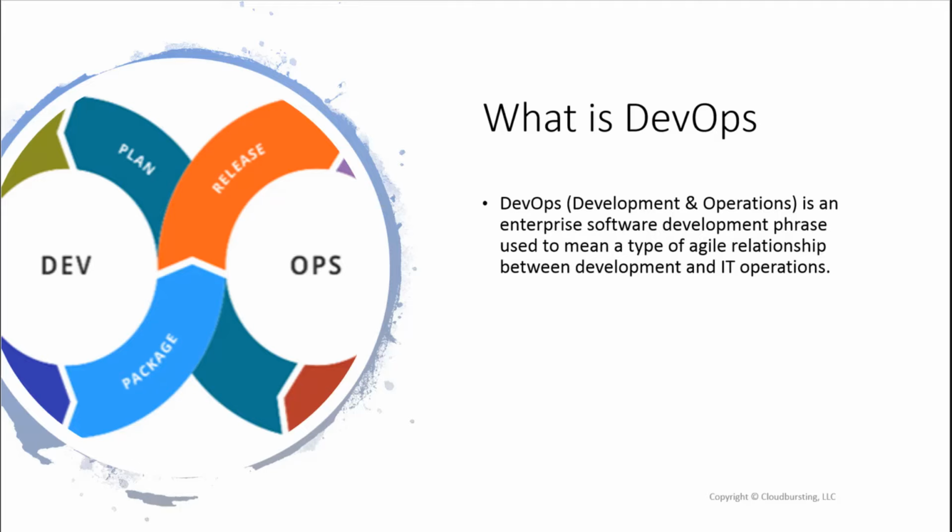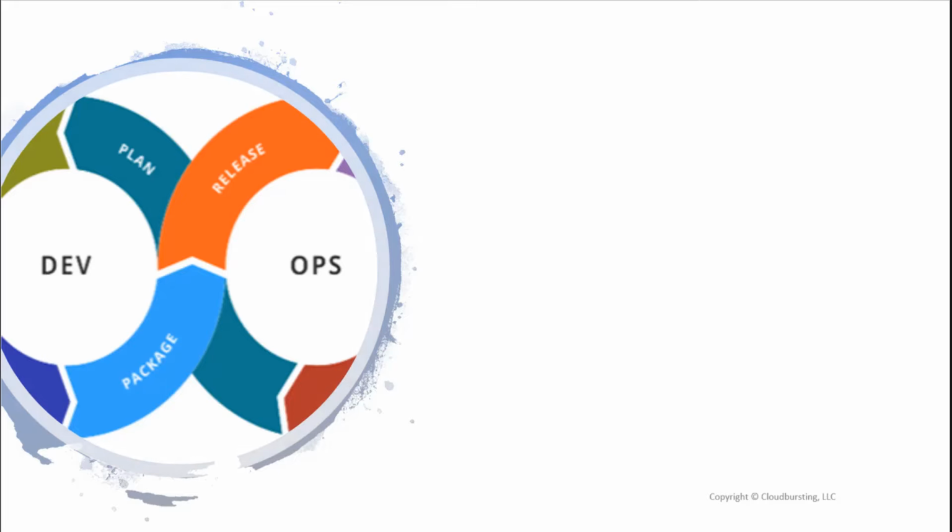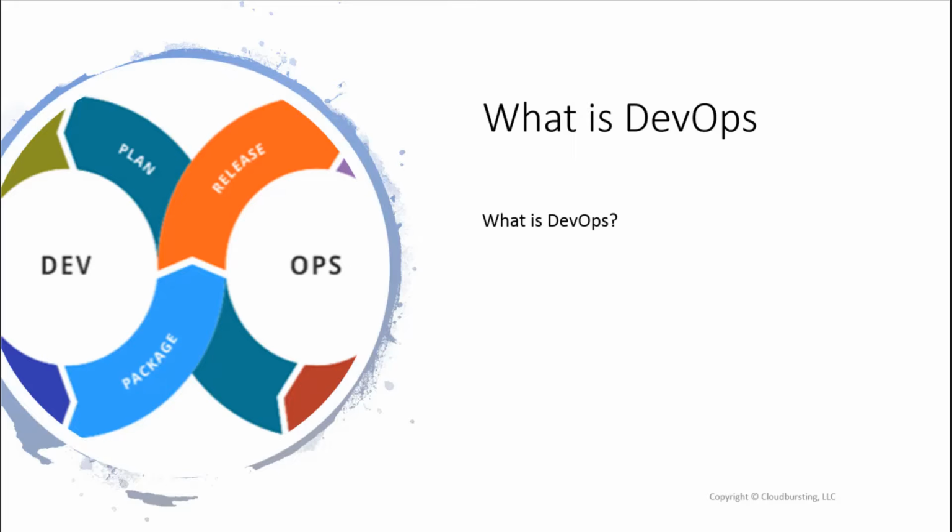It's a way that enterprise software is developed, and it's also a way that relationships are essentially handled between development and IT operations. The goal of DevOps is to really improve upon the relationship, to advocate better communication and collaboration between the two main business units. Now, it's also important to think of DevOps as a way to automate your software development as well. And generally, DevOps has historically been known as more of a concept and a cultural approach to collaborating together.